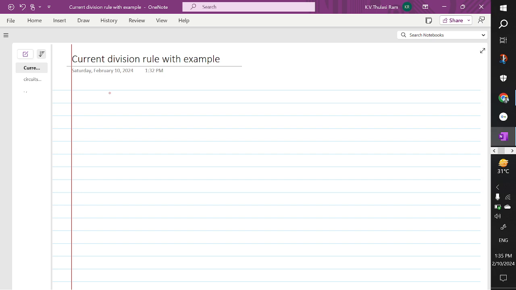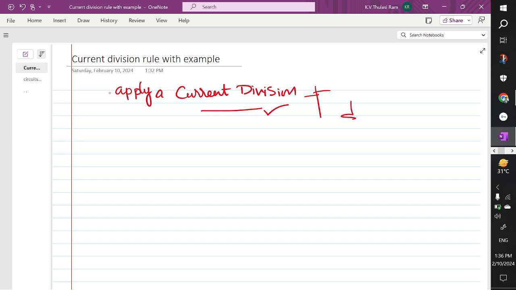So this class we're going to learn how to apply a current division rule. This plays a major role in finding out current across any branch. For example, if your resistor is given and you want to find the current across this branch, you can find it with the help of the current division rule. Let's try to see the formula of the current division rule.